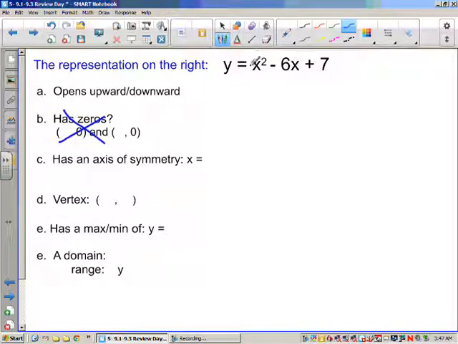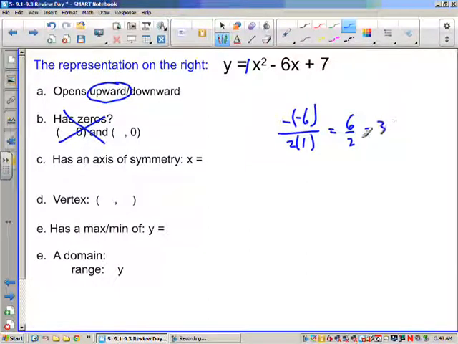All right, the a, kind of hard to see here, is a positive 1. So since it's positive, our parabola will open up. The axis of symmetry comes from negative b, so negative negative 6, over 2 times 1. It gives us 6 over 2, or 3. That then is our h for our vertex.